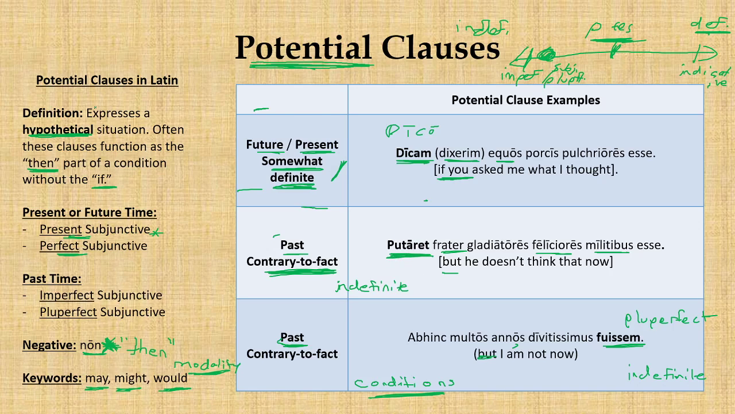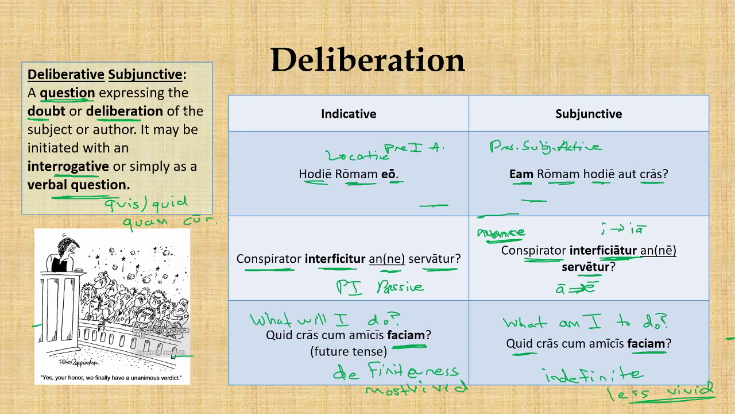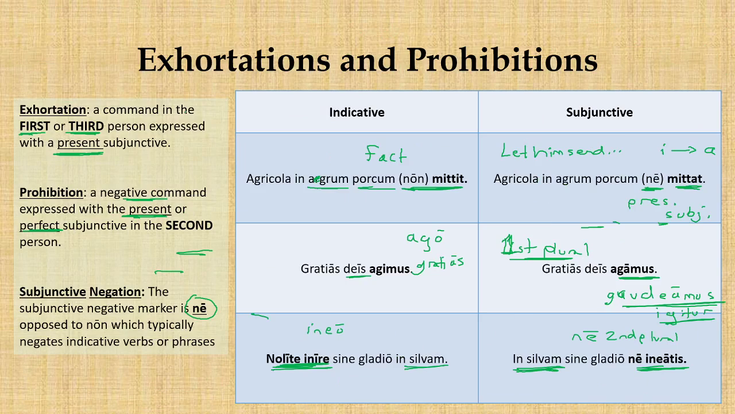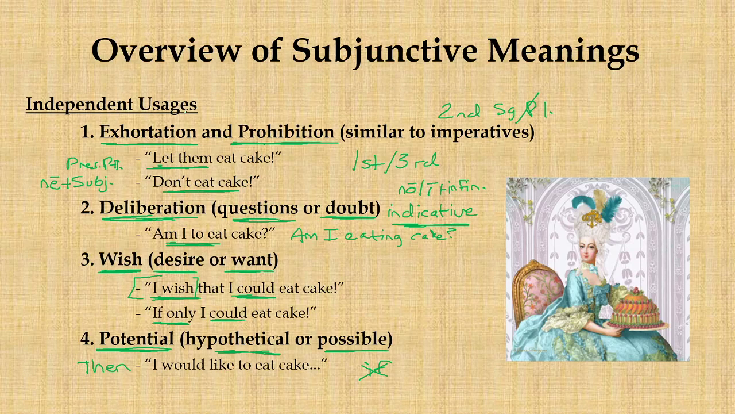And if we were just to sum up all of the main ideas that we've gone over so far, whether it's a wish, a deliberation, an exhortation, all of these things are at their heart independent. They don't rely on some other part of speech. They don't have a main clause. They just occur on their own.